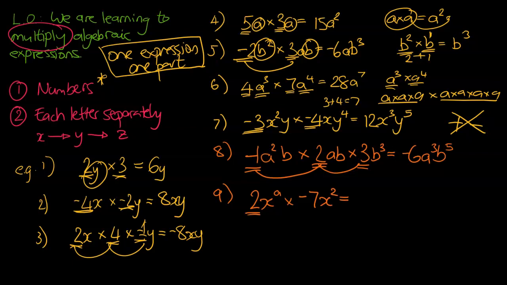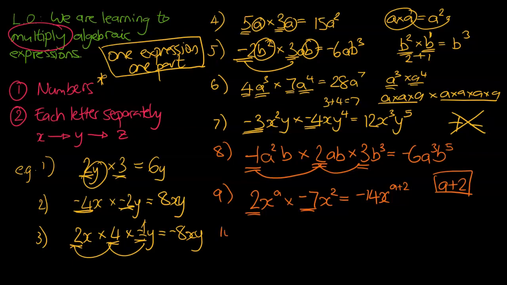Let's deal with the numbers. 2 times negative 7 is negative 14. Then let's deal with the letters. We've got a over here and 2 over here. I just want to remind us, we're adding together the powers. So a plus 2, whatever that is, is our power. We don't know what it is, but that's our power. So that means it's going to be x to the power of a plus 2.